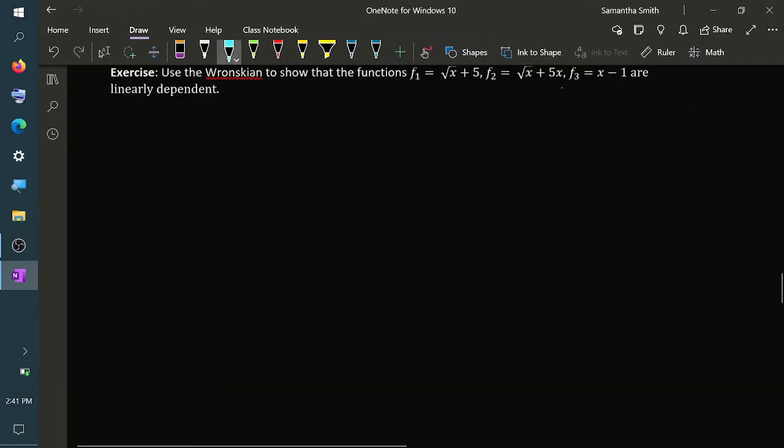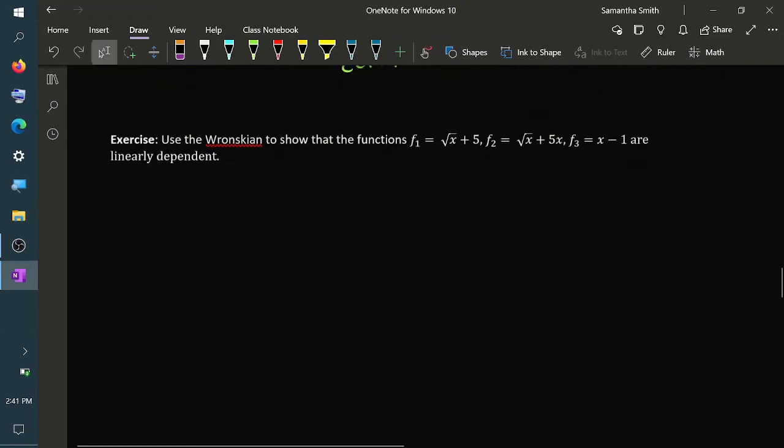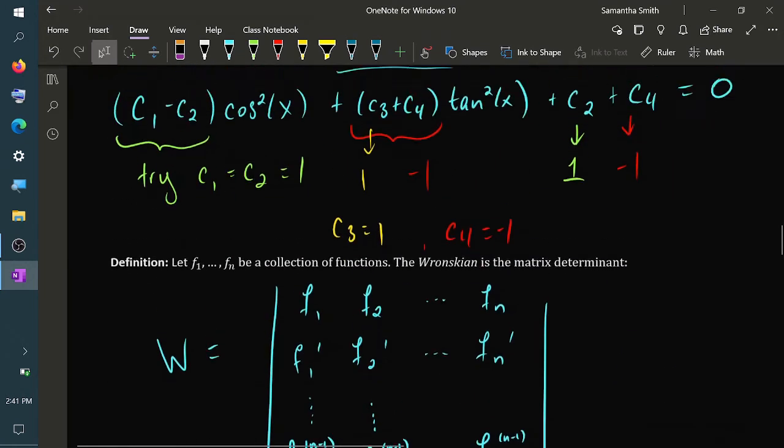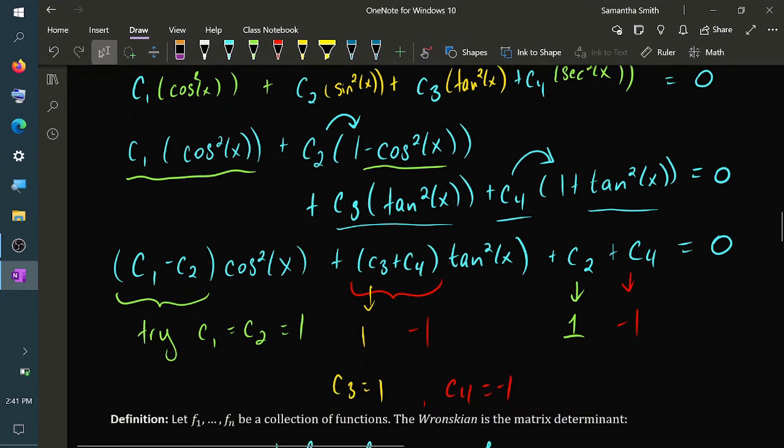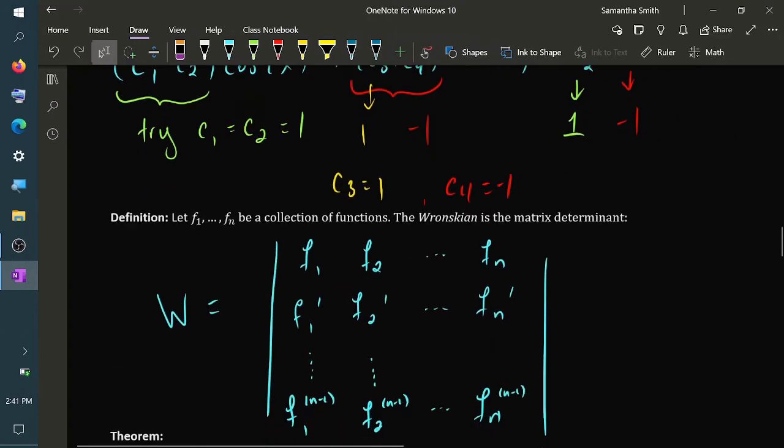So let's go ahead and use the Wronskian to show that the functions square root x plus 5, square root x plus 5x, x minus 1 are linearly dependent. Now it's completely possible to answer this question using the technique that we did in the previous exercise of trying to set up a combination of those 3 functions which is equal to 0, and basically setting up some educated guesses of the constants that would be necessary to make that happen.